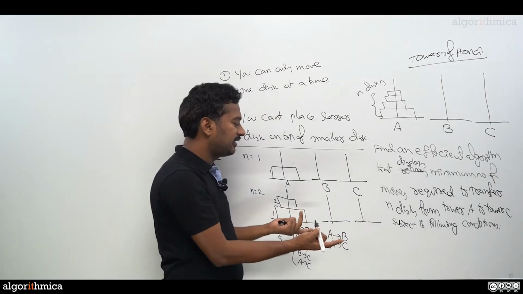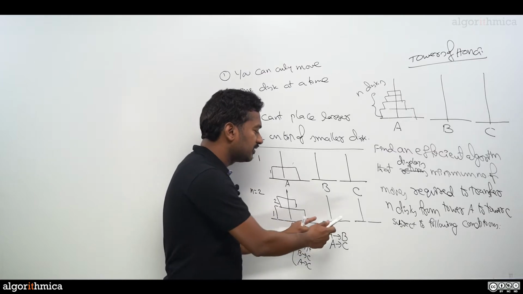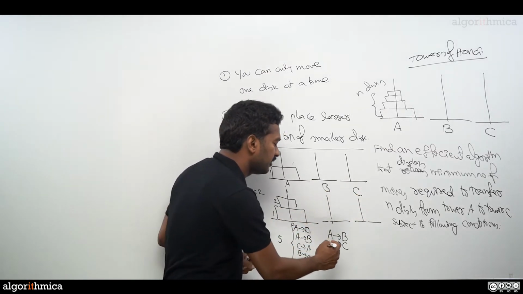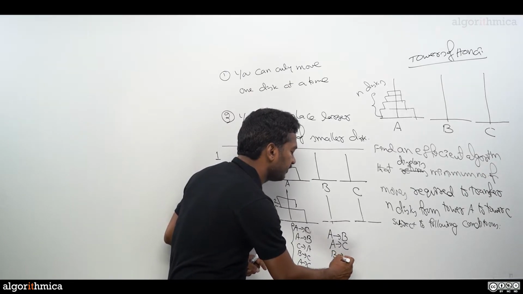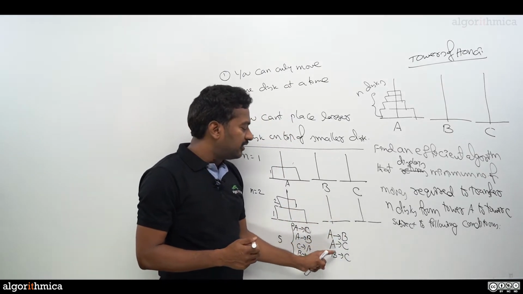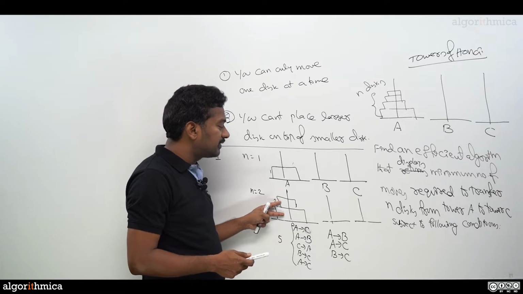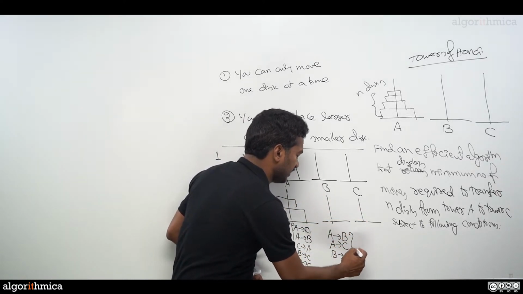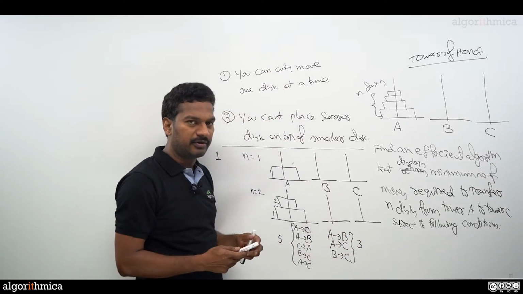Once the largest one is here, our remaining job is to take the second largest and transfer it to C. That's B to C. With these three moves, these two disks were exactly able to be brought to tower C. So let me write this as 3 moves.